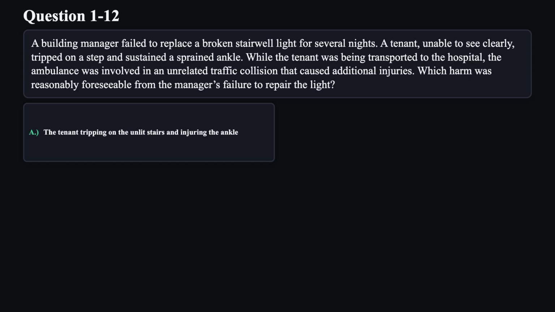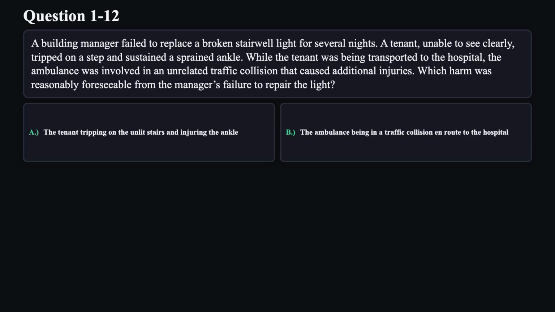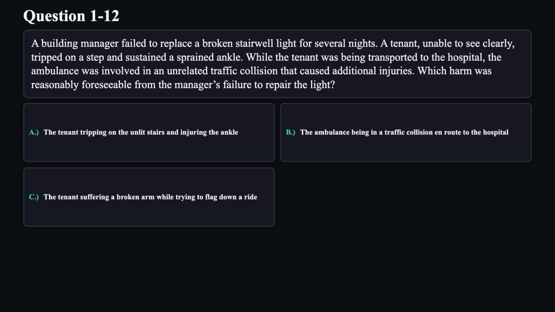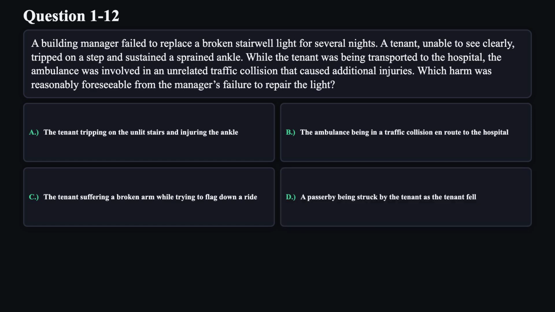A. The tenant tripping on the unlit stairs and injuring the ankle. B. The ambulance being in a traffic collision en route to the hospital. C. The tenant suffering a broken arm while trying to flag down a ride. D. A passerby being struck by the tenant as the tenant fell.